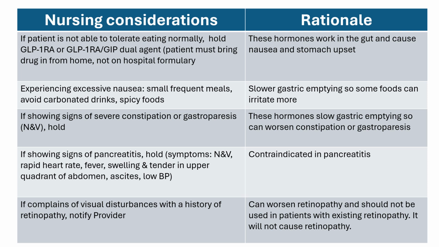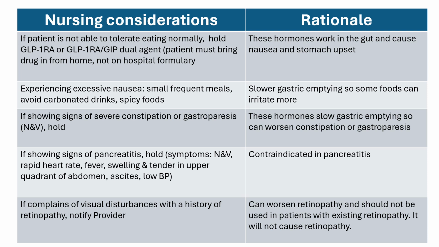If they have excessive nausea, we want to encourage small, frequent meals, avoiding carbonated drinks, spicy foods, and that's because of the slower gastric emptying. So some foods can irritate it more and stick around more. They might have more GERD or reflux, right? And if they're showing signs of severe constipation or gastroparesis, we need to hold the drug because they need to be able to have their alimentary canal and system move properly. So it can worsen, and especially in hospital when they're under stress, taking other medications, eating very differently than home, less active than at home, that constipation and gastroparesis can get worse.